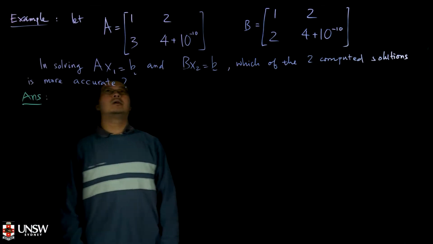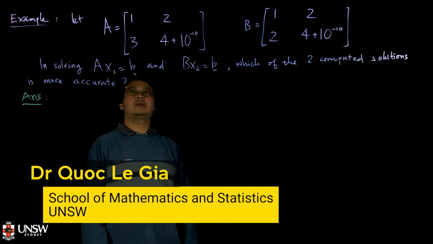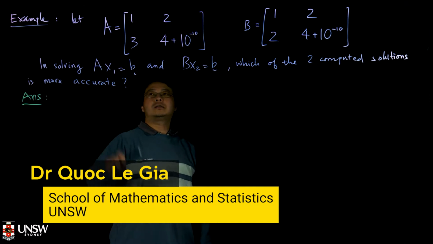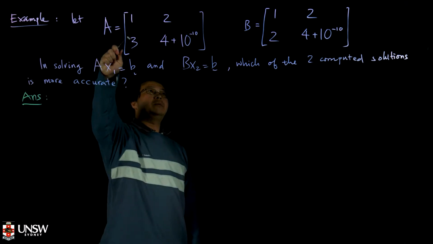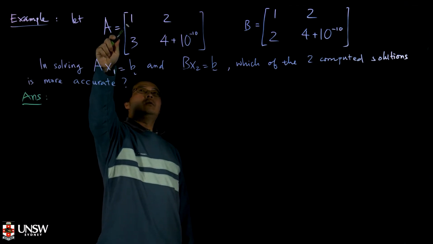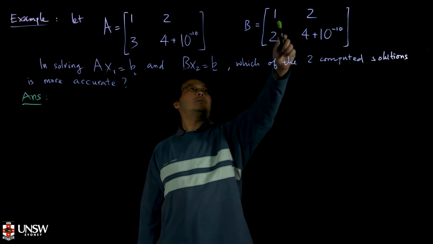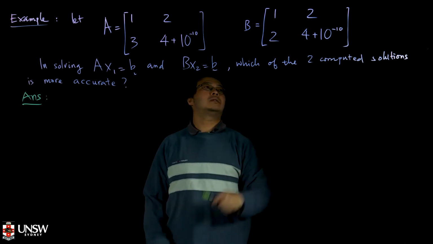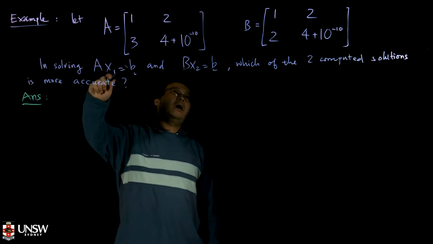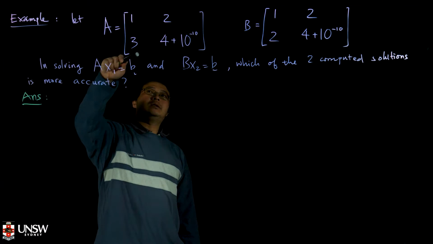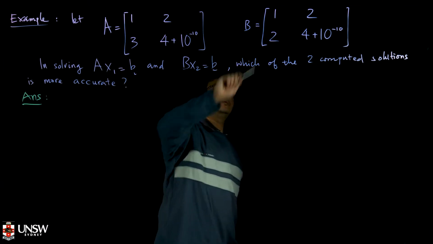Okay, suppose we are given two matrices, A and B. And you see two simple matrices, A and B. A is 1, 2, 3, 4 plus some very small number. And B is 1, 2, 2, 4 plus some small number. So you see the only difference is these entries. This is 3 and this is 2.